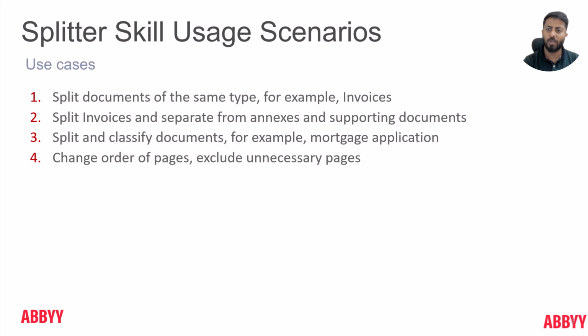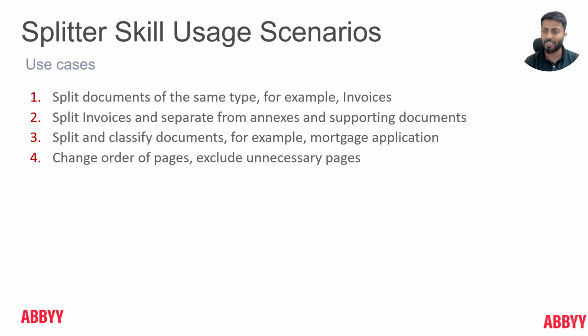There are four most commonly occurring scenarios for using the splitter skill. The first is separating documents of the same type. Imagine that you have a file that contains multiple documents of the same type, for instance, a collection of invoices from one vendor for a certain period. Each invoice will have its own invoice number and may also have a page number printed on it. This and other data can be used to separate documents one from the other.